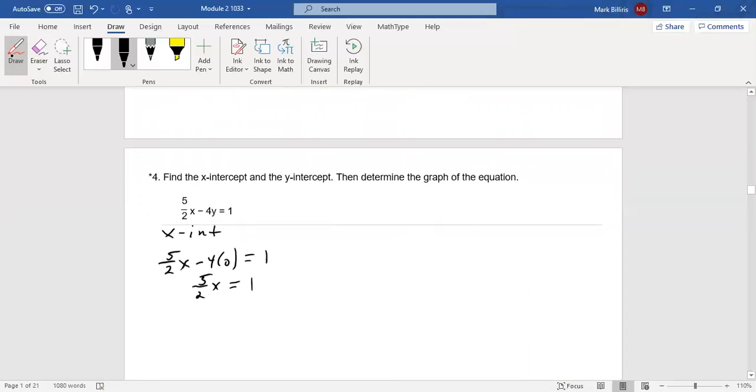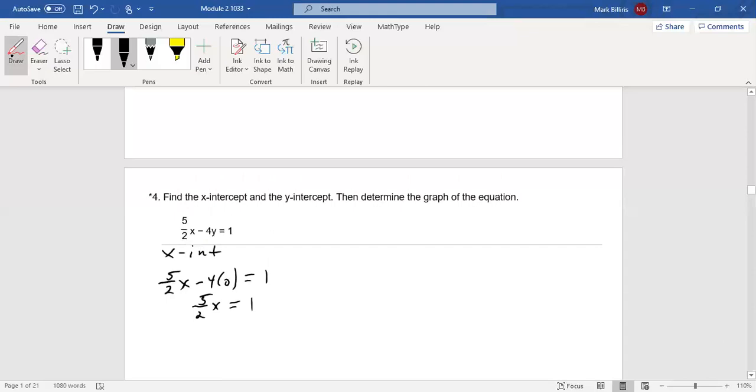There are different methods you can use to finish solving. Anytime you have a fraction that's a coefficient, your coefficient is the value in front of your variable. If it's a fraction, all I need to do is multiply both sides by its reciprocal. Anytime you multiply a number times its reciprocal, the product or the answer is 1. So when I multiply 2/5 times 5/2, that just gives me 1x. So I have to multiply the right-hand side by the 2/5 as well. And 1 times 2/5 is simply 2/5. So my x-intercept would have coordinates 2/5 and 0.